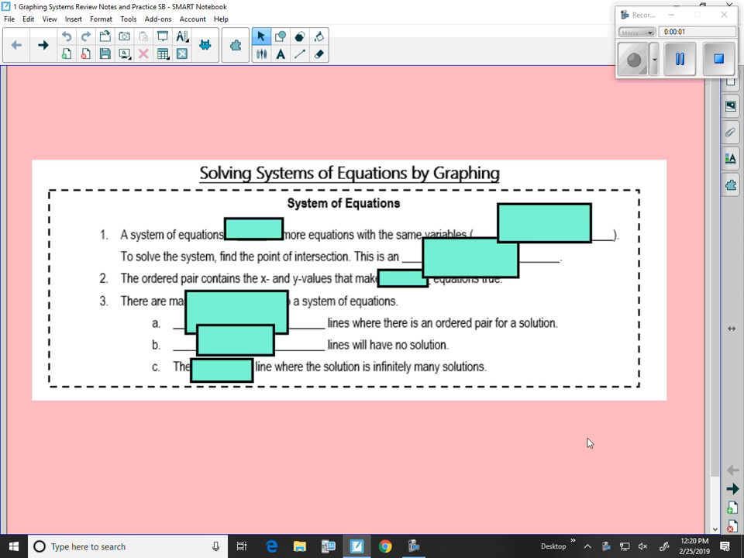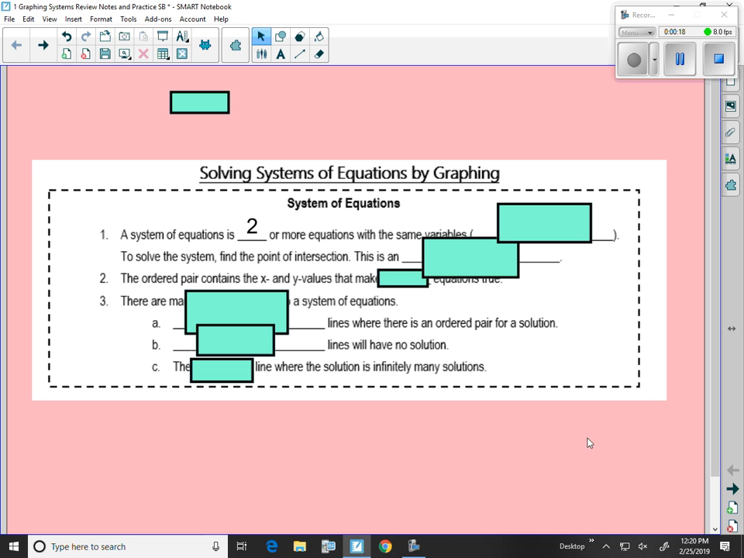Vocab. Okay, we're going to talk about something called systems of equations. A system of equations has two or more equations.